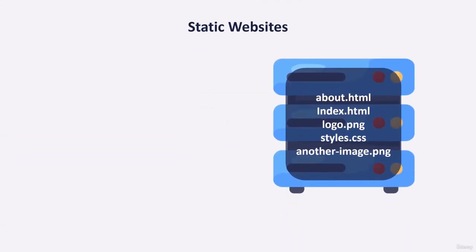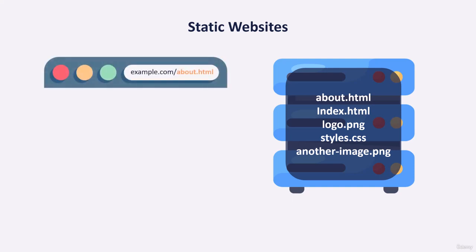In a real environment, we may have dozens of files. Servers may contain a mixture of HTML, CSS, and image files. In our browsers, we have the power to request specific files from a server. For example, let's say we wanted the about.html file. A request from the browser is sent to the web server.